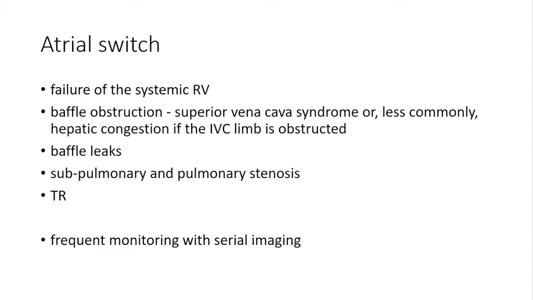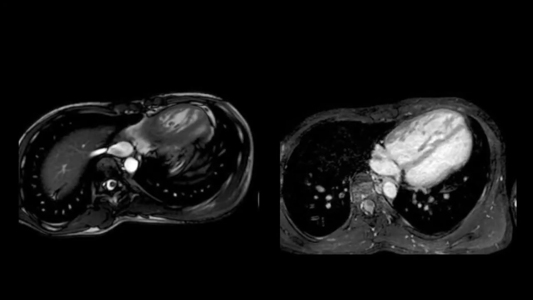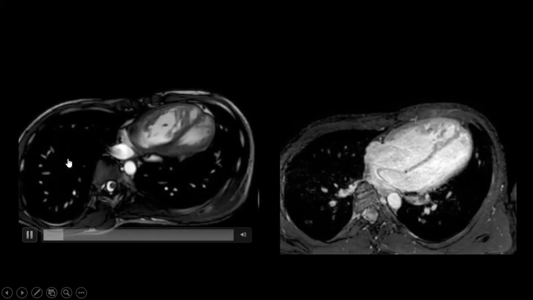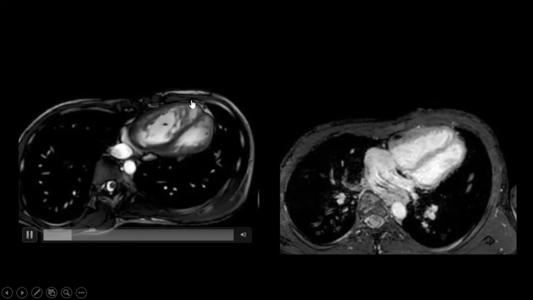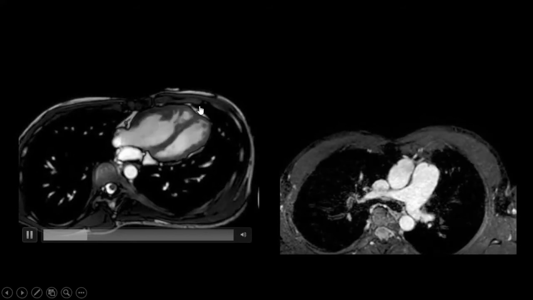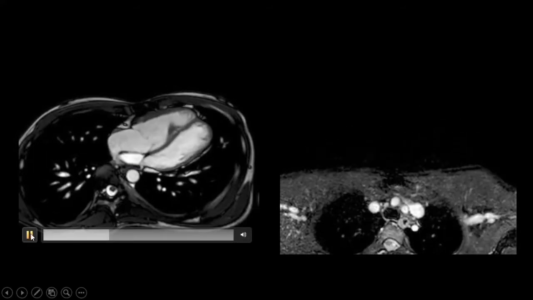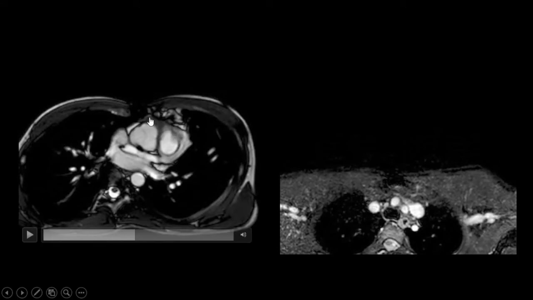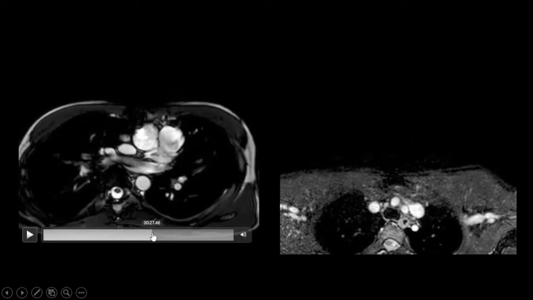Such postoperative patients require frequent monitoring with serial imaging. Let's see a case. This is the post-operative case. We can see liver is on the right, situs solitus. This is the moderator band. RV is on the right side, D loop. Now if we see, the aorta is on the right, D side by side configuration.